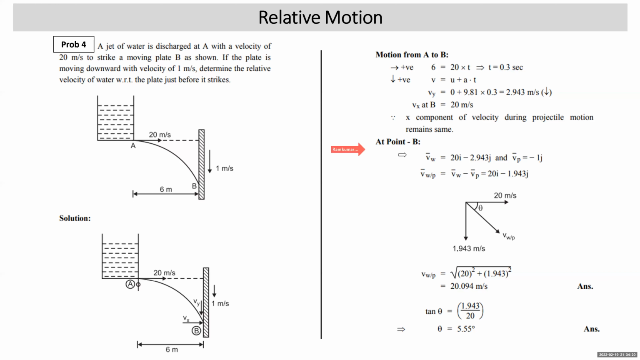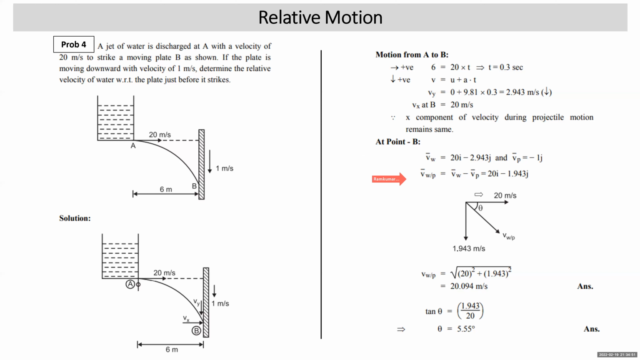Now, at point B, velocity of water is 20 i minus 2.943 j. 20 is the horizontal component of velocity at B, which is horizontally towards right, so positive. Y component velocity is vertically down, so it will be minus. All right. Velocity of plate is constant, that is 1 meter per second in negative y direction. So I'll write minus 1. So velocity of water with respect to plate is Vw bar minus Vp bar. So it comes 20 i minus 1.943 j.